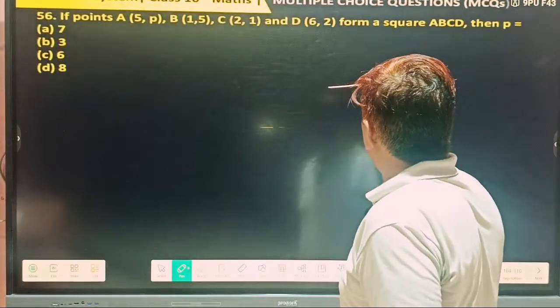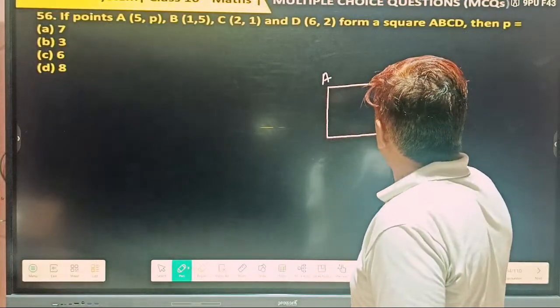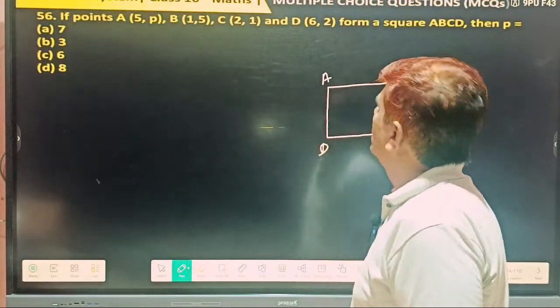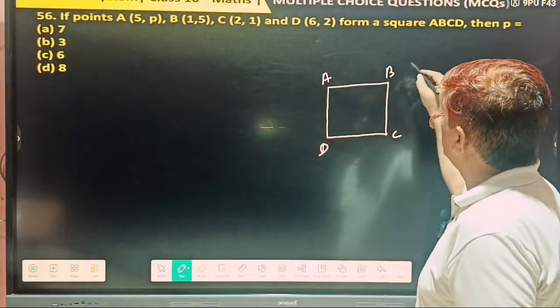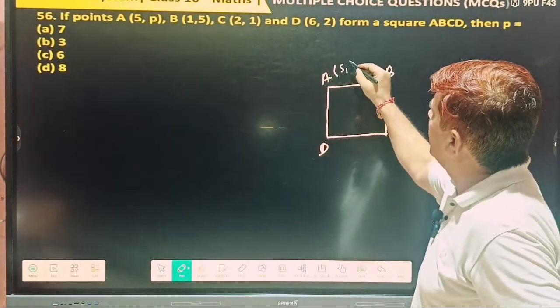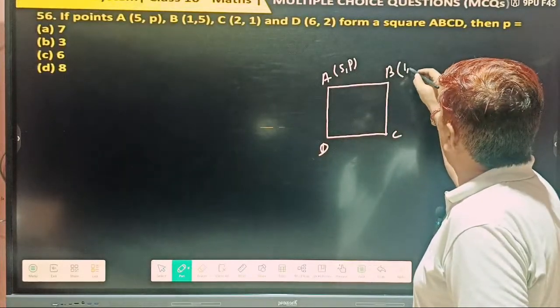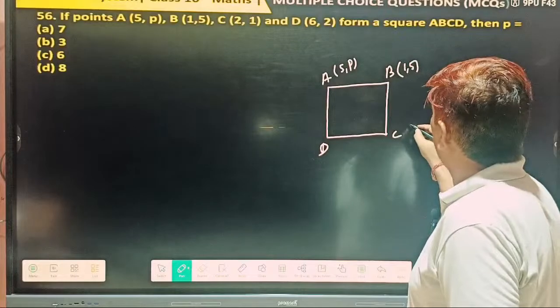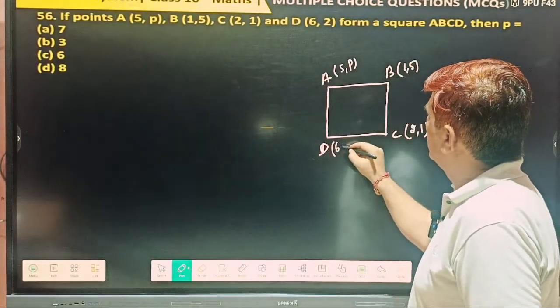ABCD is what? A square. And a square is a quadrilateral whose all sides are equal and each angle is equal to 90 degrees, and all squares are parallelograms, so the diagonals also bisect each other, and this angle is 90 degrees, then this also we can find out. So A is a point whose coordinates are 5 and P. B is a point whose coordinates are 1 and 5. C is a point whose coordinates are 2 and 1, and D is a point whose coordinates are 6 and 2.